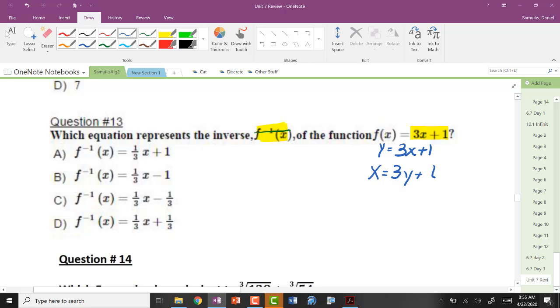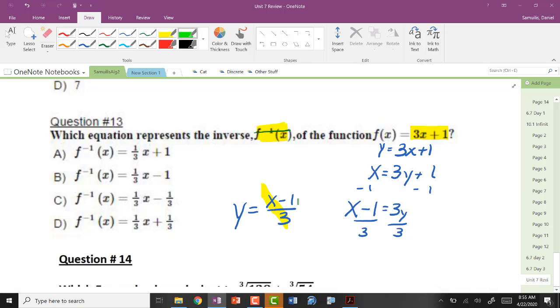Now you solve for the y. So we get the y by itself, so we subtract 1. So we get x minus 1 equals 3y, and we divide by 3. Okay, so I end up with y equals x minus 1 over 3. Sometimes your answer will be written like that. Sometimes they take it a step further like they did over here. And what that means is that the x gets divided by the 3 and the 1 gets divided by the 3. So when we do that, this is the same thing as a 1x. So I end up with 1/3 x minus 1/3. That is the inverse, 1/3 x minus 1/3. And our answer is C.